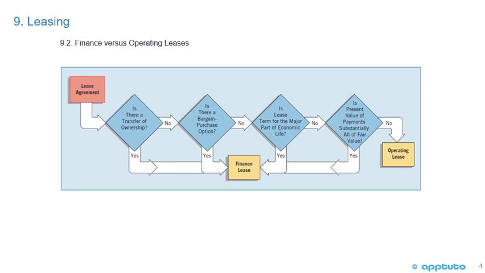Is the lease term for the major part of the economic life? If yes, it's a finance lease. Under US GAAP, 75%. Is the present value of payments substantially all of the fair value? Yes, then it's a finance lease. Again, under US GAAP, that number is 90%. If the answer to all of those is no, then it's an operating lease.